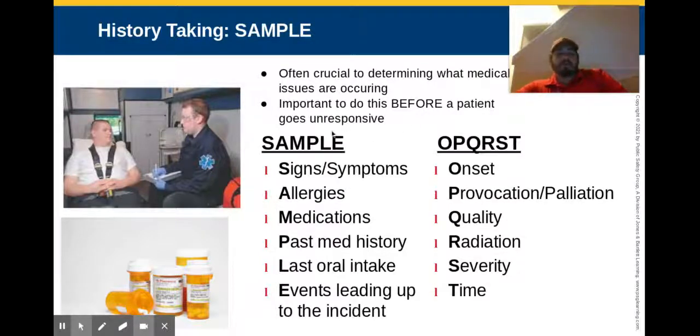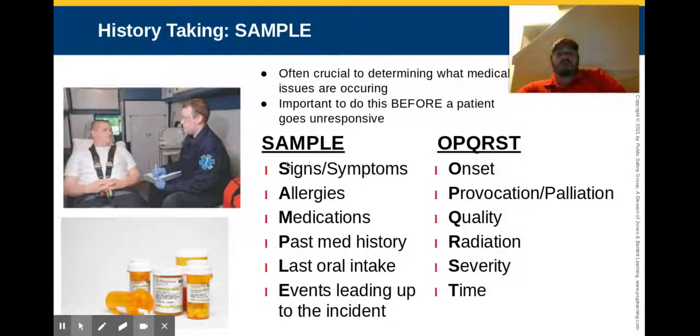So two acronyms here. So SAMPLE is the history, right? And let's just walk through it. S, and we'll go more in depth in class here, but signs and symptoms is S. And something to differentiate here. A sign, think about like a stop sign, you see it. A sign is something you see. A symptom is something the patient tells us.